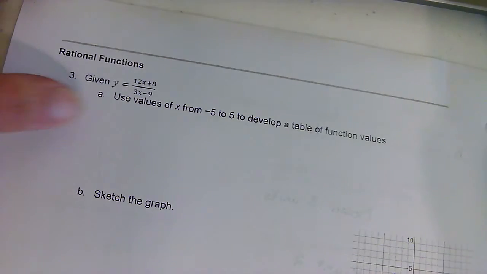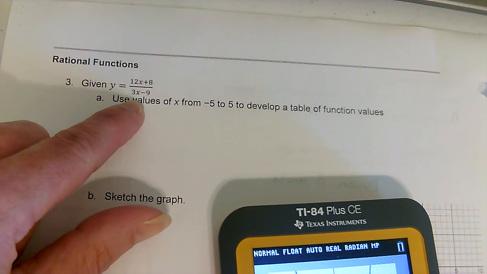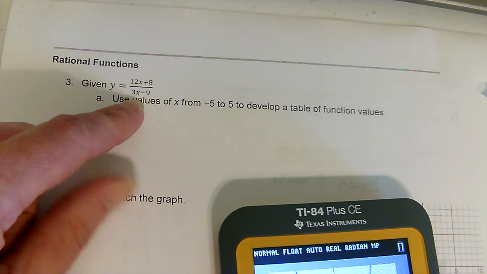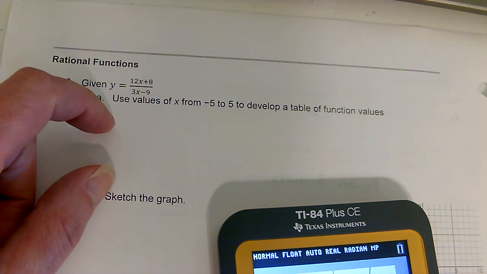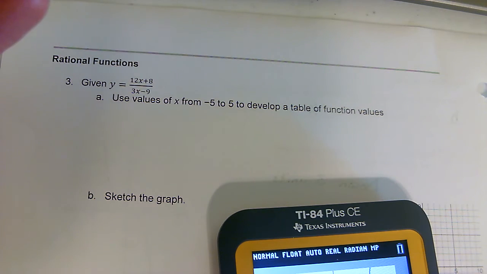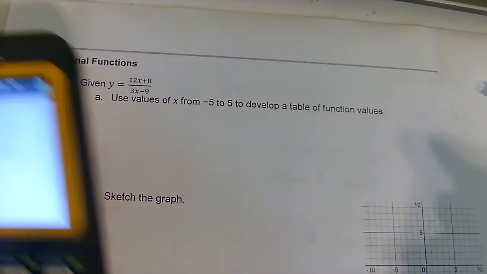Rational functions pop up a lot too. Now this rational function just means we have a fraction and there's a variable in the denominator. With these, we can use a table to help us graph it. So I'm going to actually make a table.